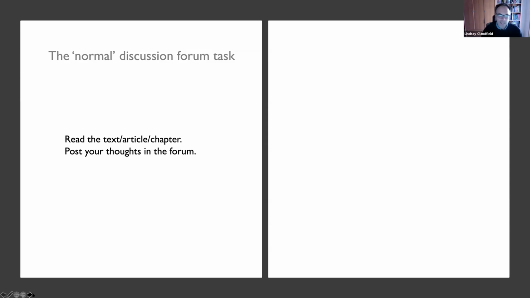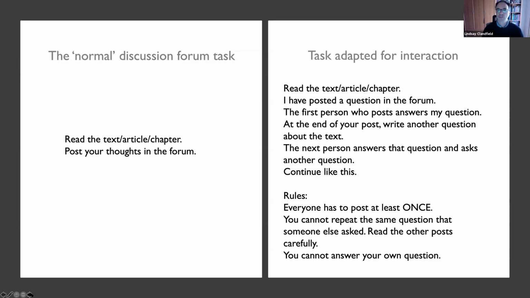By the way, this could be in a Facebook group, in another group, in a Google Classroom thing, in a Moodle forum or whatever. So one way that I often tweak this task, the quickest way to adapt for interaction, is they read a text, article, or chapter. Yeah, so they read it, and then I post a question in the forum. So for example, whatever text it is, I would post a starting off question.